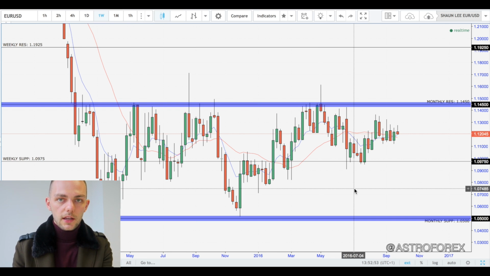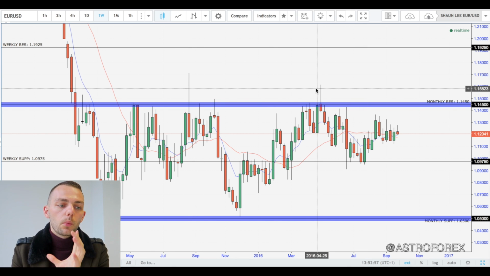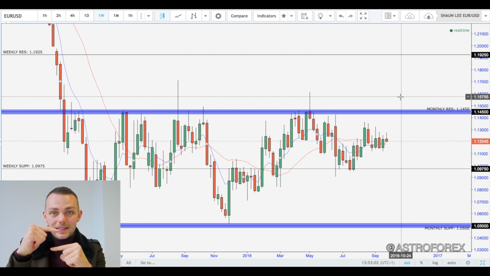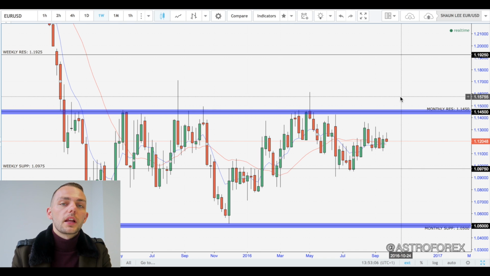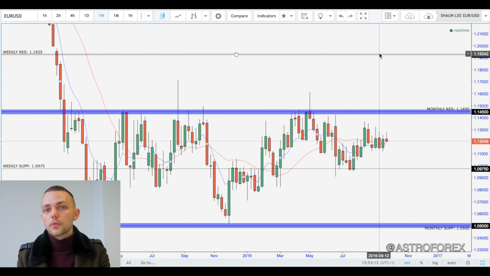If I just take your attention to here and here, on a weekly basis, we really need to close above the monthly resistance and sustain a weekly close above that level in order to then say, okay, cool. Potentially now we're going to be aiming for our next weekly resistance, depending on your rules.